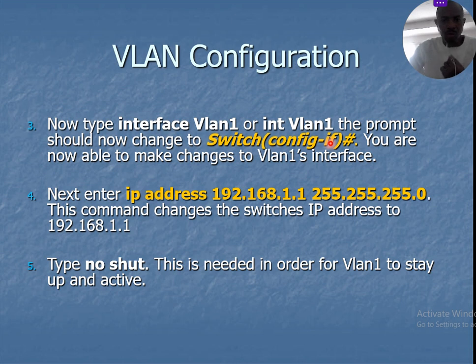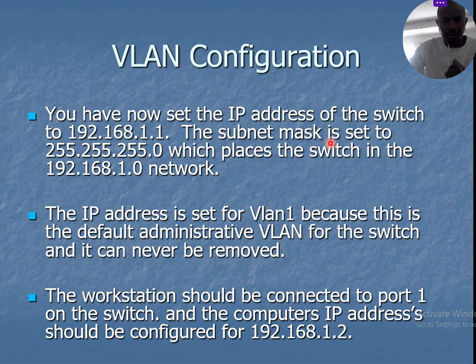Okay, then we follow with no shutdown. Type no shut. This is needed in order for the VLAN to stay up and active if you don't want it to close or shut down. So you put no shutdown or no shut. The fifth command on the command line interface is to type no shut. Once you type no shut, it will make it active.